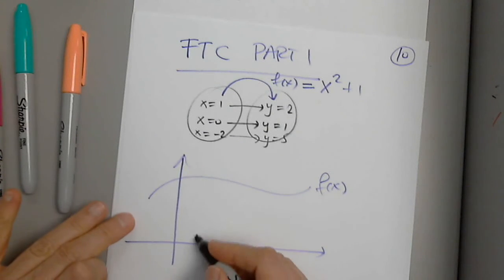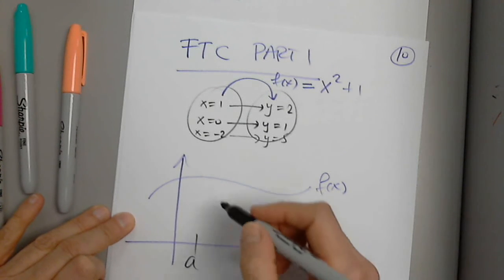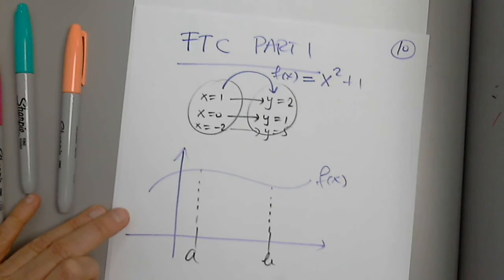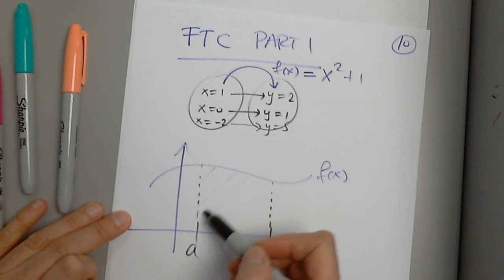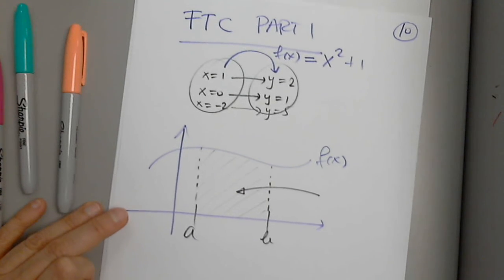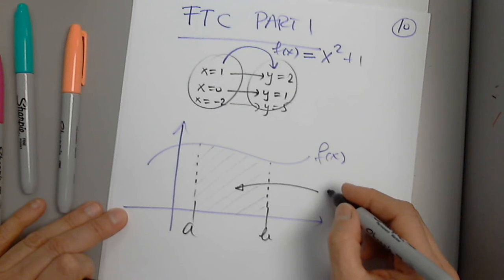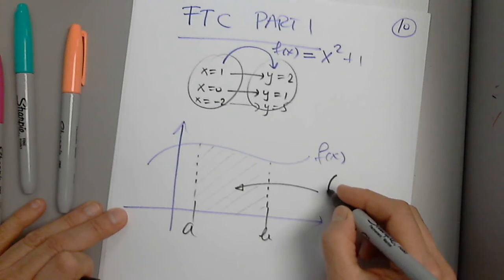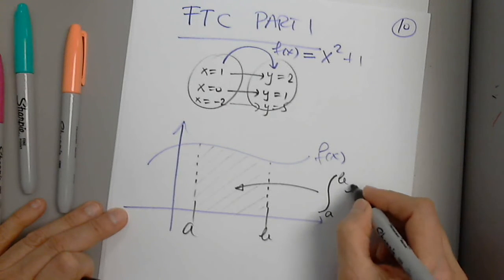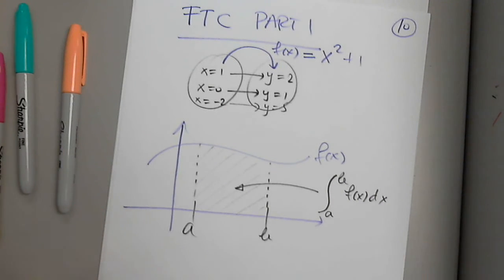Our interval, of course, a comma b. And I would like you to tell me, what does this represent? Area under the curve. Correct. The integral from a to b of f of x dx. Awesome. Great job. Now, stay with me.